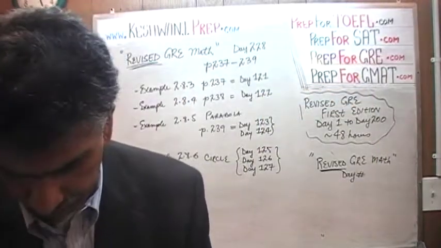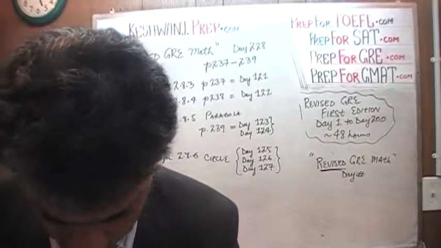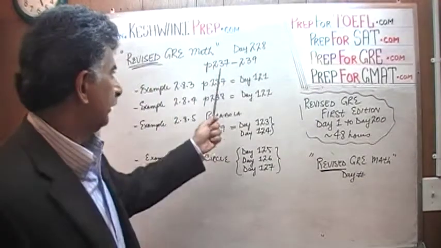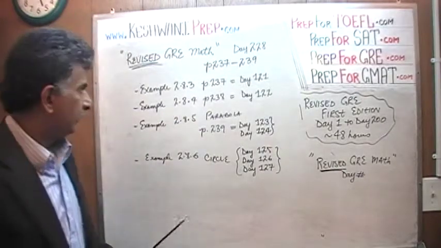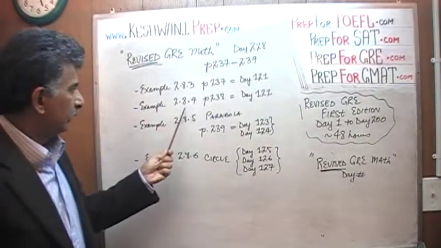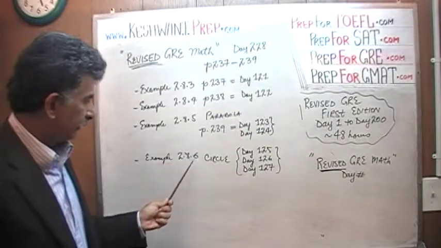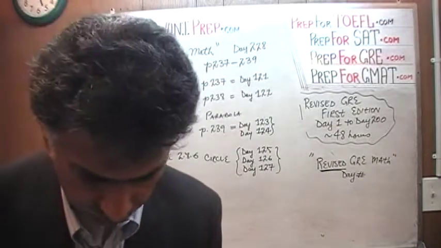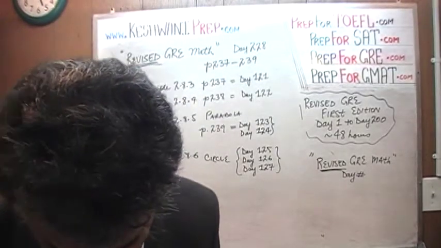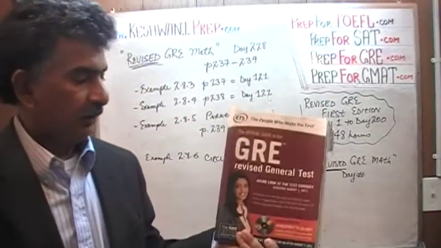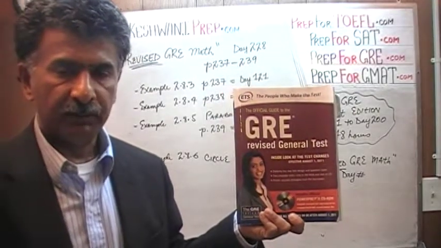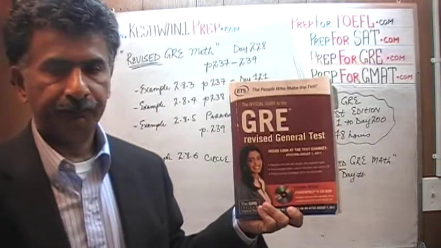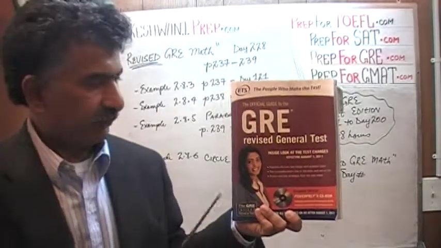The problems that we are about to deal with are the ones that you will find on page number 237 through 239. All of these problems that are listed on the blackboard here, 2.8.3, 2.8.4, 2.8.5 and 2.8.6, are the exact examples that appeared on the same exact page numbers in the first edition of the revised GRE, which came out last summer of 2011.